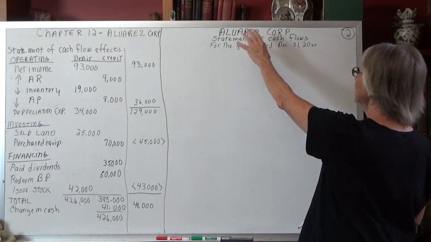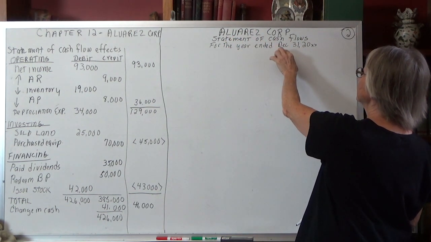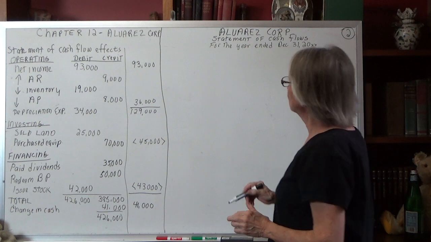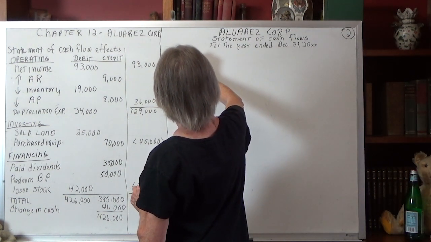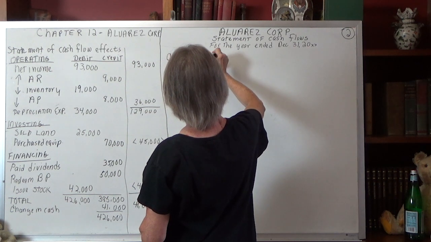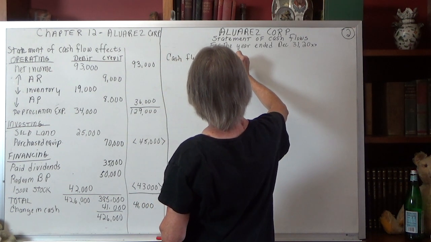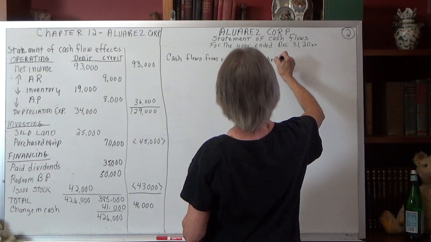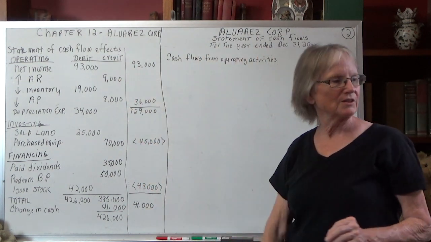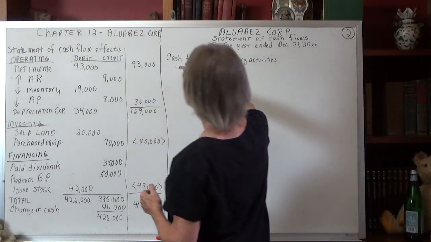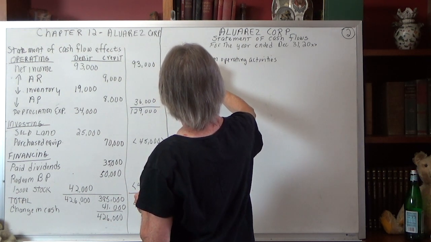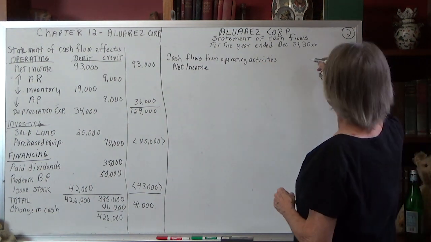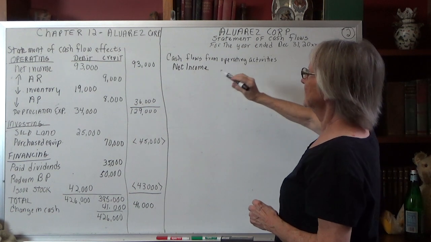So you're going to have the company name, statement of cash flows for the year ended December 31st, whatever year. So it's going to start with cash flows from operating activities, and so that's what we would say, cash flows from operating activities. So that'll be our first major section. And as with the worksheet, we're going to start off with the net income. So we're going to go net income here, and that's going to be kind of out to the side, maybe over here. And that's 93,000.